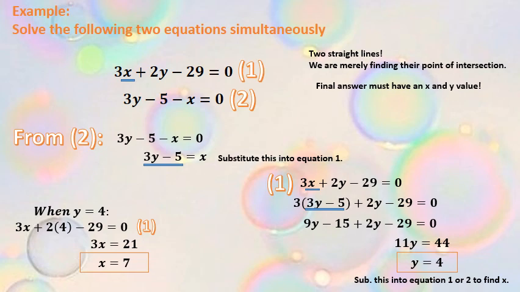Now I have the values of 2 variables, so I've reached the end because I was given 2 equations. Once again, remember that we've actually just solved for a point of intersection. So if we had to write down the coordinates of that point, we would write down x first and then y, which would give us 7 and then 4.